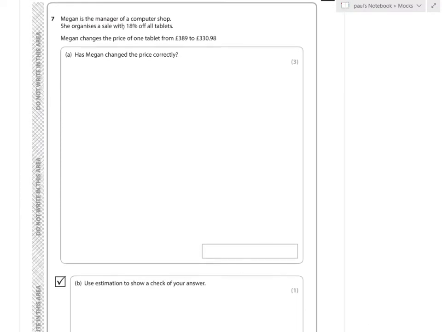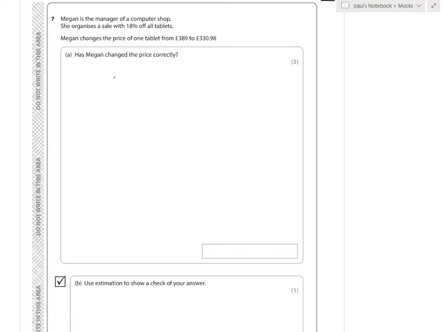Megan is a manager of a computer shop. She organises a sale with 18% off all tablets. Megan changes the price of one tablet from that to that. Has Megan changed the price correctly? So is that an 18% change? So percentage change. Right.